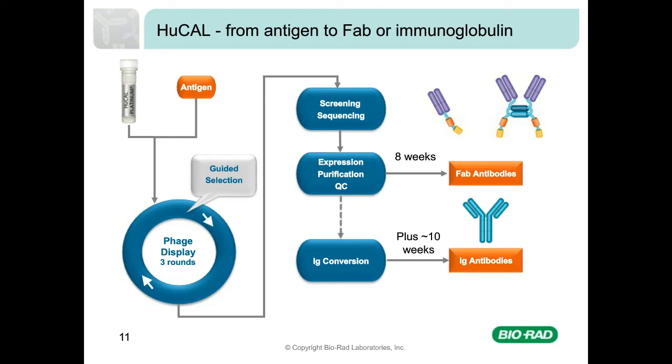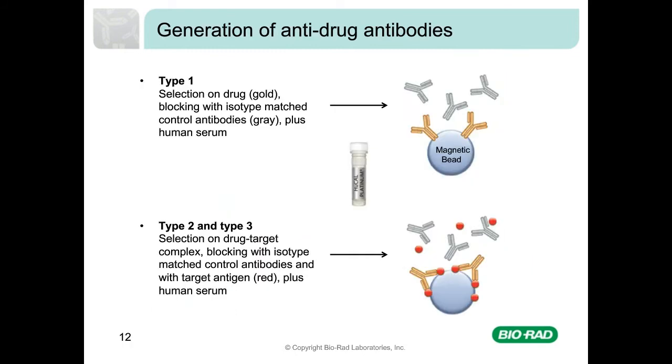I will now explain which guided selection strategies we use for generation of the different types of anti-drug antibodies. For development of type 1, so inhibitory anti-idiotypic antibodies, selection is carried out on the drug, which can, for example, be immobilized on magnetic beads or an ELISA plate, in the presence of isotype subclass matched antibodies as blockers to avoid enrichment of specificities that bind to the constant regions of the antibody drug. Selection is also performed in the presence of human serum to avoid matrix effects later in the assay.